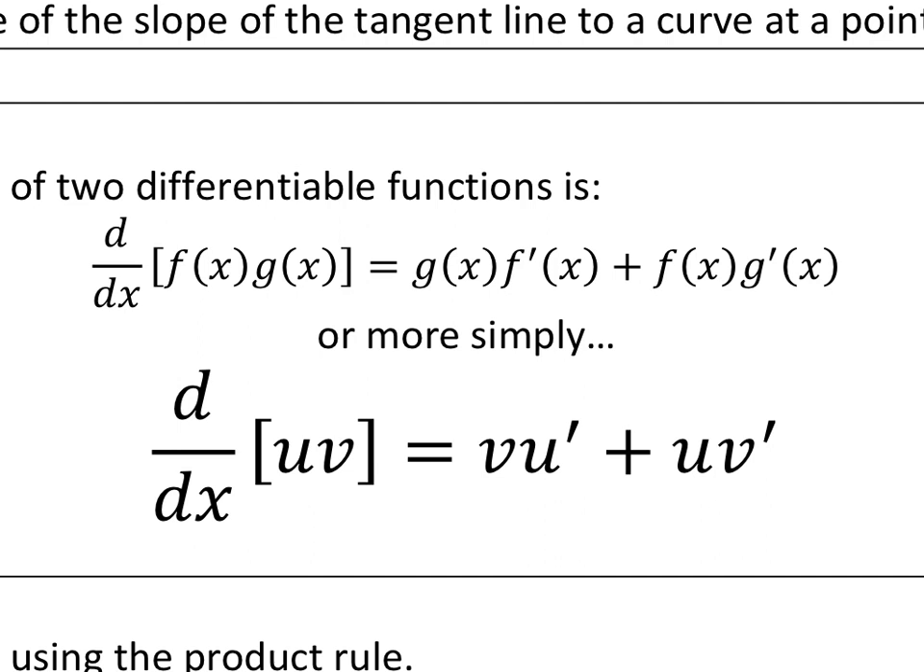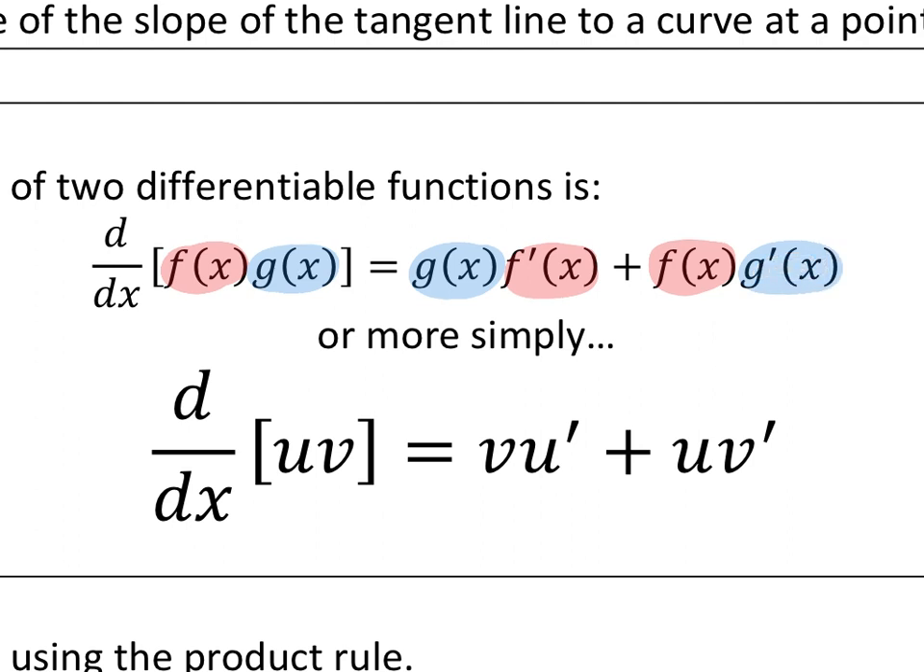So we're saying we're taking the derivative of some function that is multiplied by some other function. That derivative is the derivative of the second function, the regular second function times the derivative of the first function plus the regular first function times the derivative of the second function.